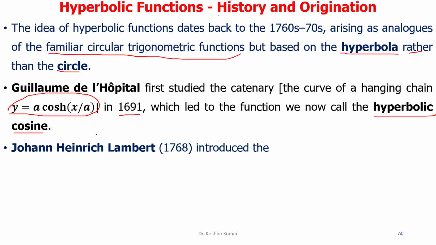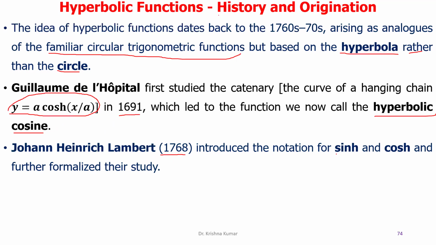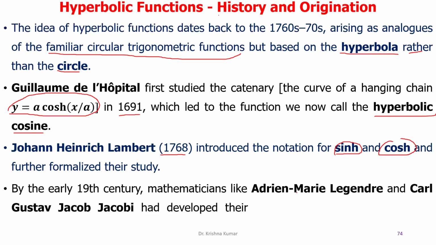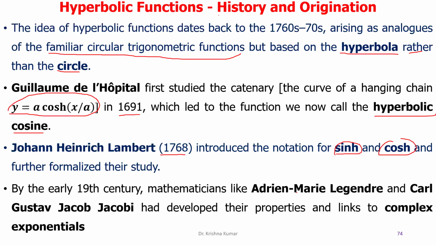Then Johann Heinrich Lambert in 1768 introduced the notation sinh and cosh, that is, sine hyperbolic and cosine hyperbolic, and further formalized their study. By the early 19th century, mathematicians like Adrien-Marie Legendre and Carl Jacobi had developed their properties and linked them to complex exponentials. So this is a brief history of the hyperbolic functions.